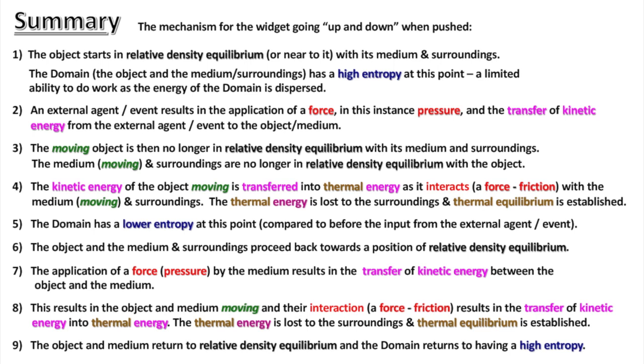7. The application of a force, pressure, by the medium results in the transfer of kinetic energy between the object and the medium. 8. This results in the object and medium moving, and their interaction, a force friction, results in the transfer of kinetic energy into thermal energy. The thermal energy is lost to the surroundings and thermal equilibrium is established. 9. The object and medium return to relative density equilibrium and the domain returns to having a high entropy.